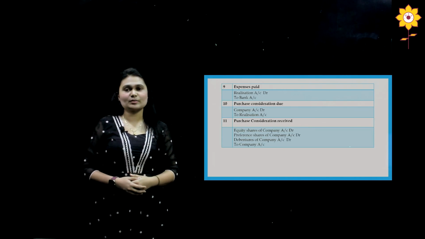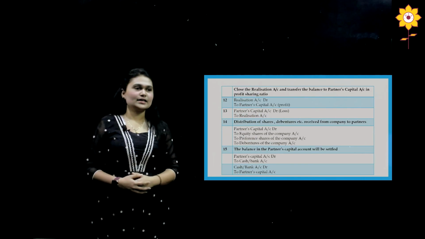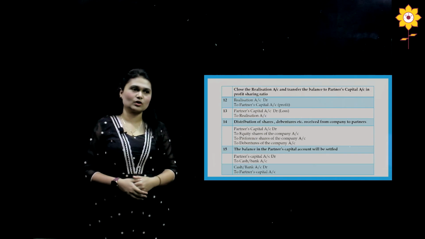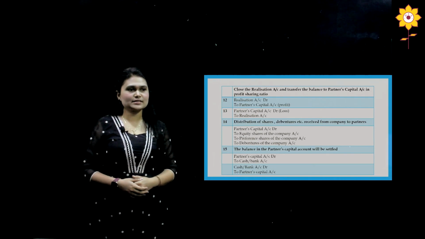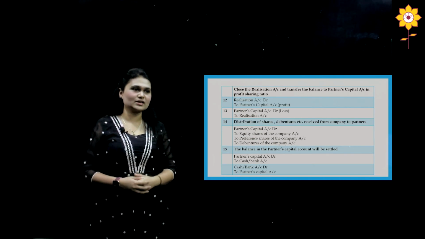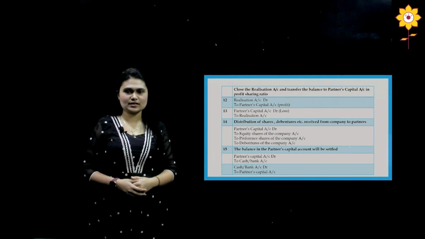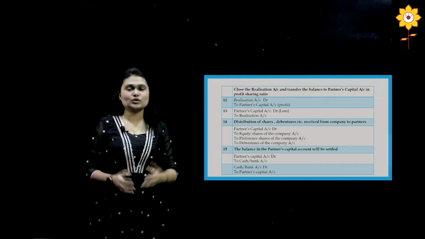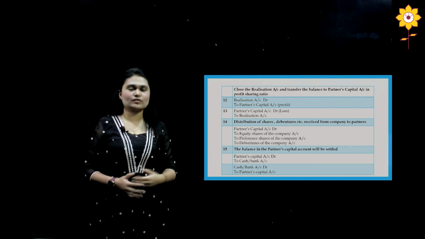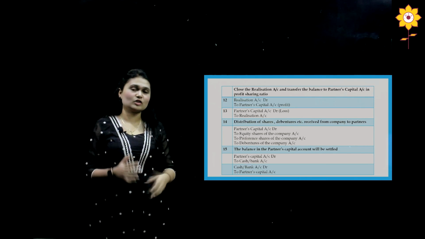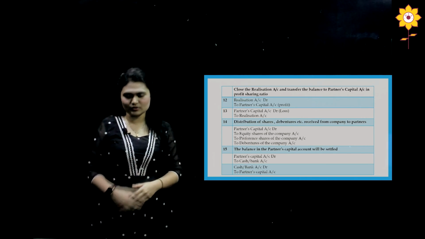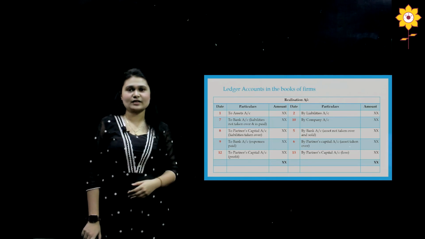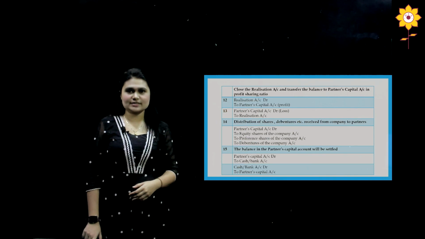Now the next steps, that is step number 12 and 13. In this, you need to close realization and find out whether the realization is in profit or loss. Then after that, the 14th step is distribution of shares, debentures, etc. received from the company to partners. And the final step is that the balance in the partners' capital account will be settled. That is, you need to close the partners' capital account and find out the balance amount, and here the balance amount will be transferred to the cash or bank account. Now these are the ledger accounts as per the steps that we have discussed before, as per the 15 steps.